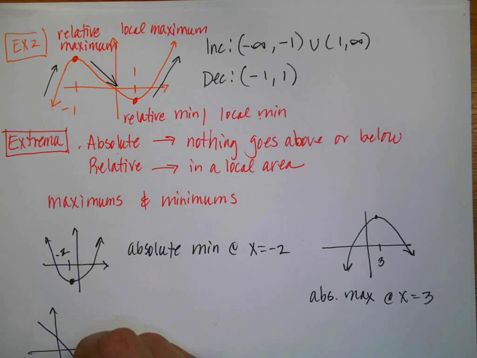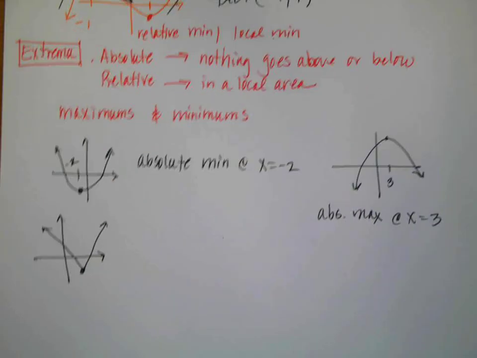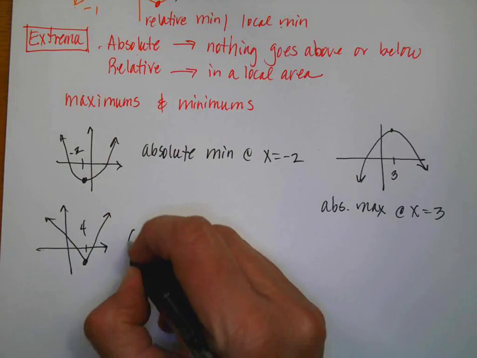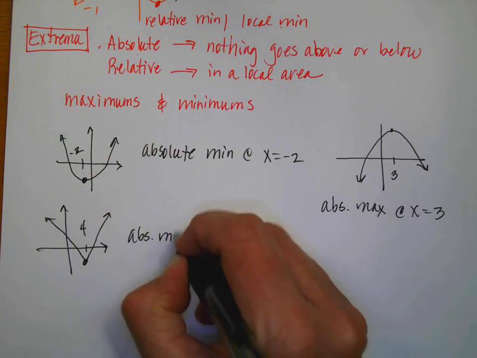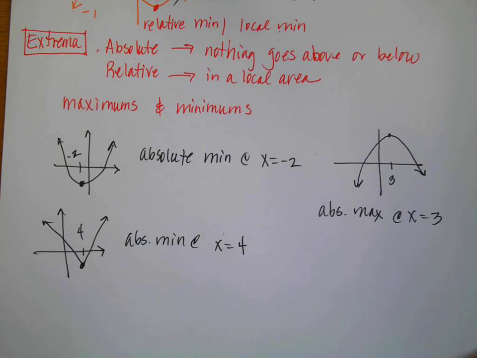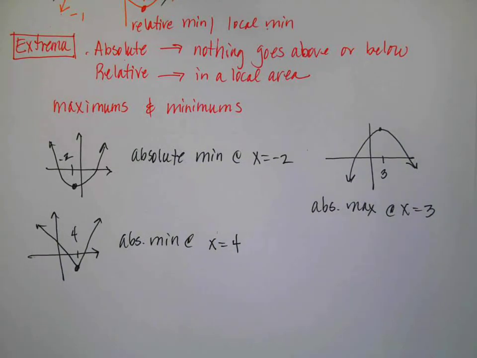Alrighty? Another cool example is the absolute value function. So there's my absolute value function, and you can't see all of it because it's hiding. So this would be, let's say at 4, an absolute minimum at x is equal to 4. So extrema aren't that difficult.